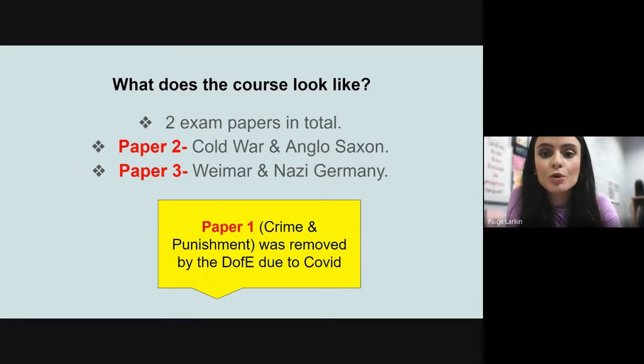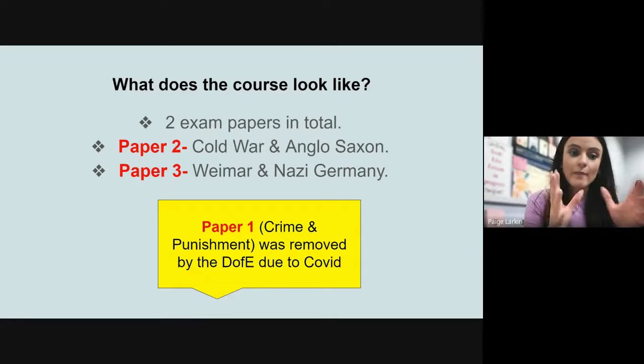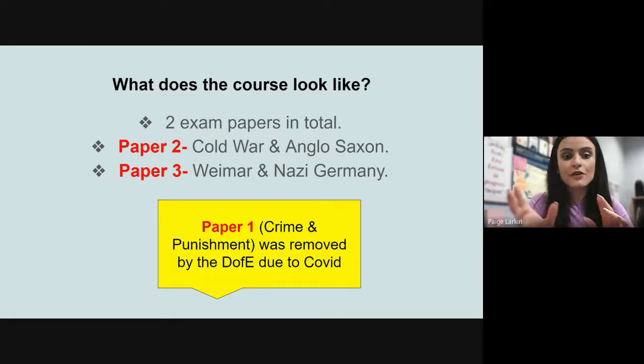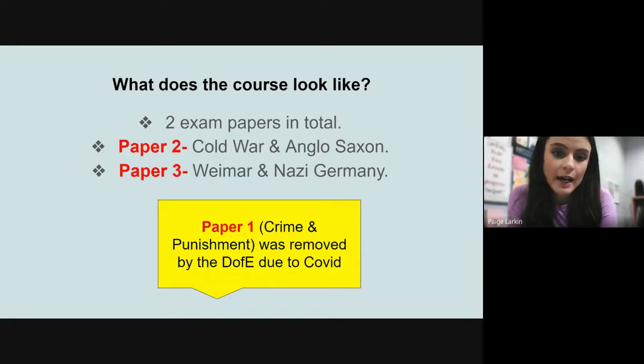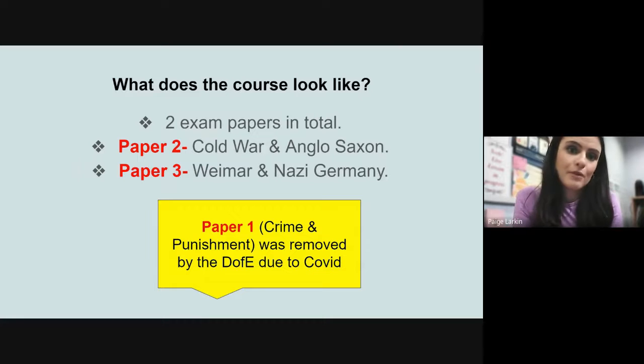Just to remind everyone, we've only got 2 papers in history. We do a Cold War superpower paper. On that paper, you have the Cold War unit, and then you also have your Anglo-Saxon and Norman unit. It's quite difficult because you have to go from the modern to the medieval, all in the space of an hour and 45 minutes. And then paper 3 is all about Weimar and Nazi Germany, and that's the one that we've been learning lots about at the moment.